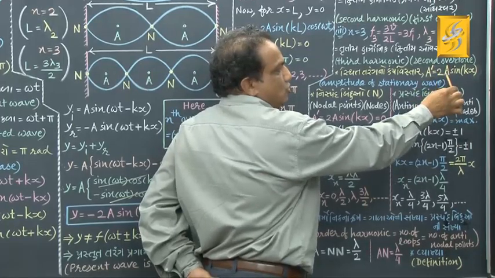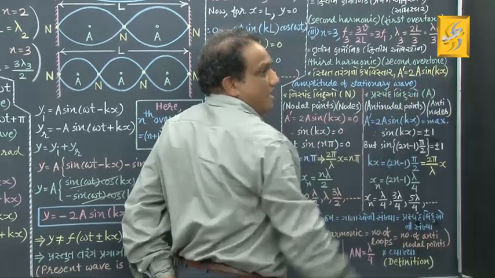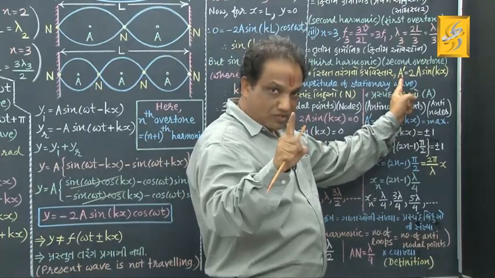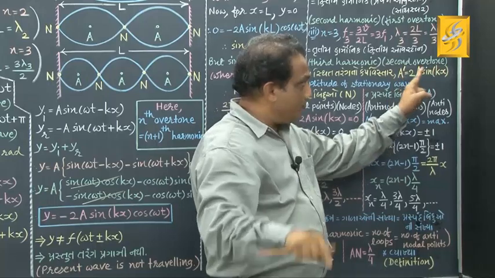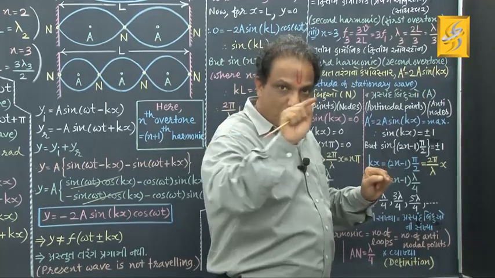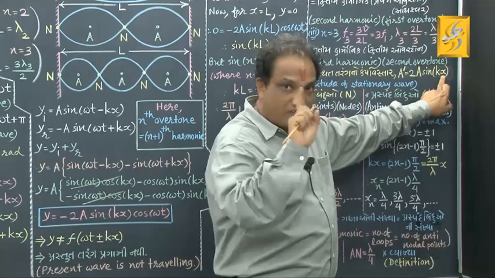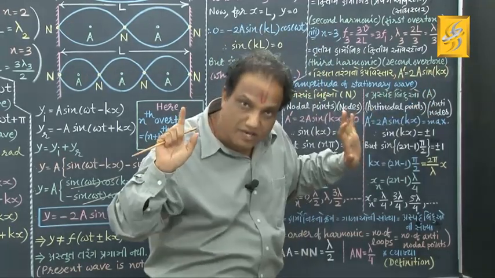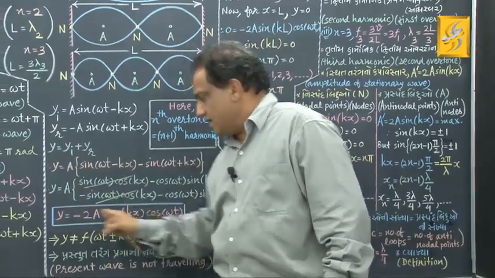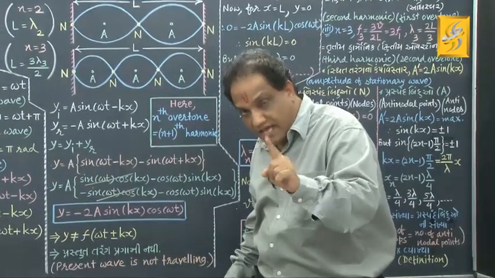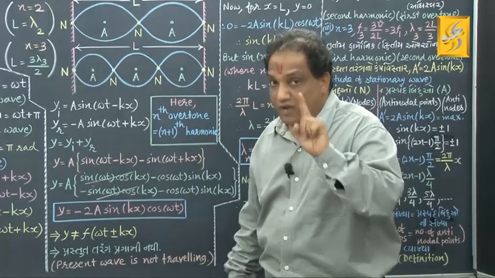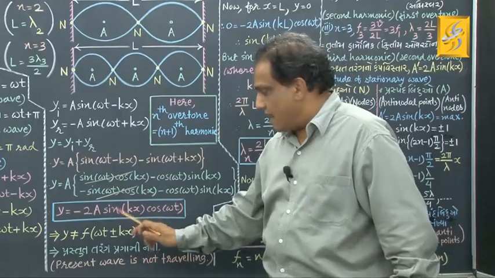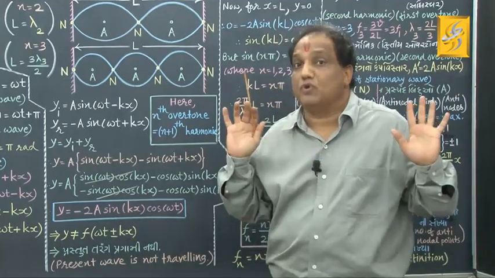A dash equals 2a sine of kx. What does it mean? The amplitude of a given particle on the string will depend on its position. For different positions, the x coordinate would be different, and depending upon that, this amplitude value will be different. So here each particle on the string, except the two endpoints, will oscillate periodically, performing simple harmonic motion with amplitude depending on its position.